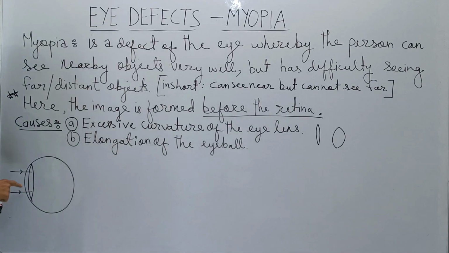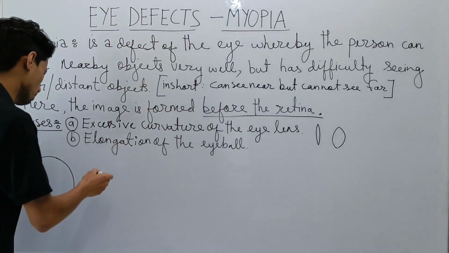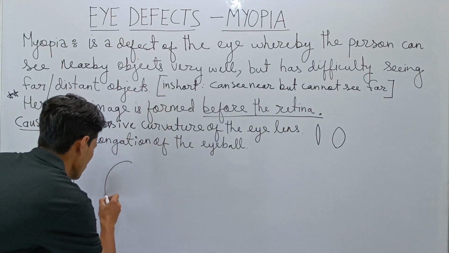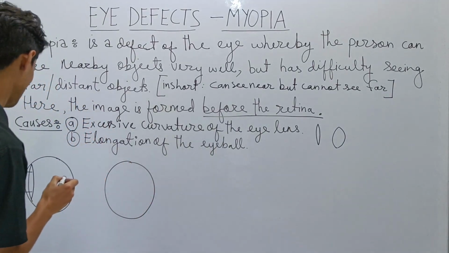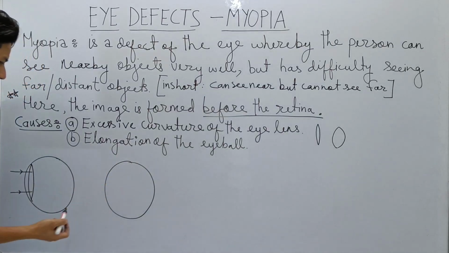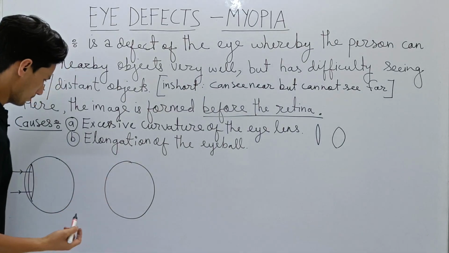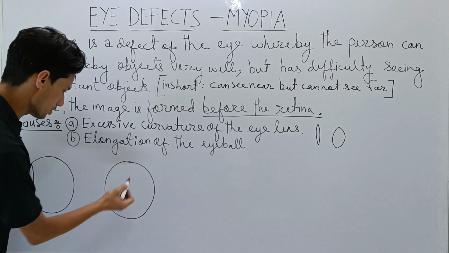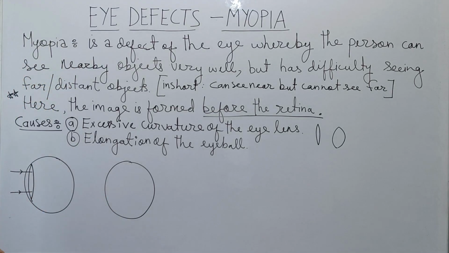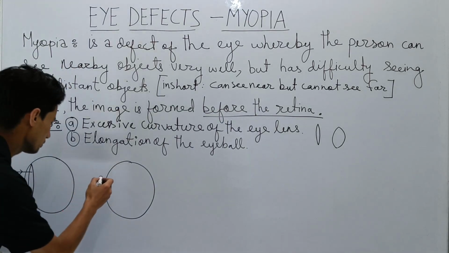Now let me draw another eyeball. Let me make sure that the eyeball is the same. If it is not the same, remember it should be the same. I'm not very expert in drawing circles, that's why it may not be exactly the same, but I assume that it's the same. So let's just continue.